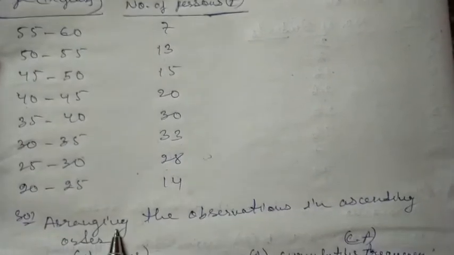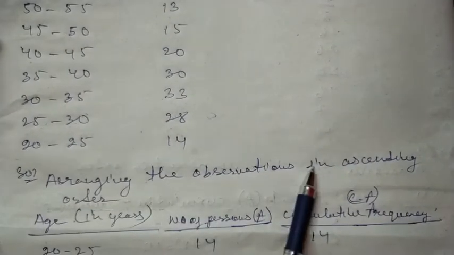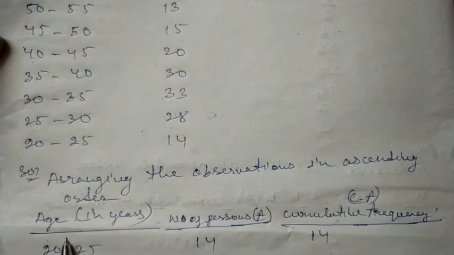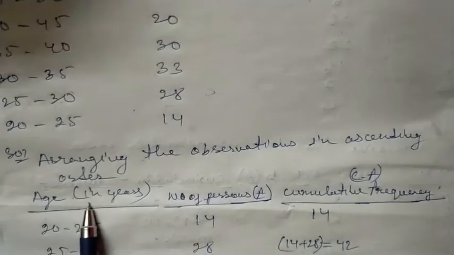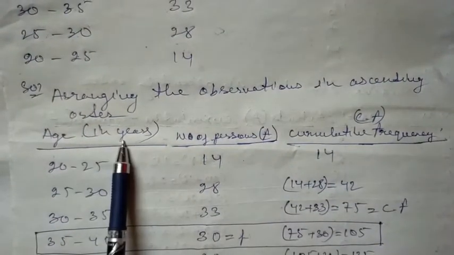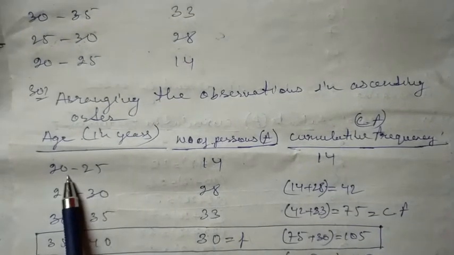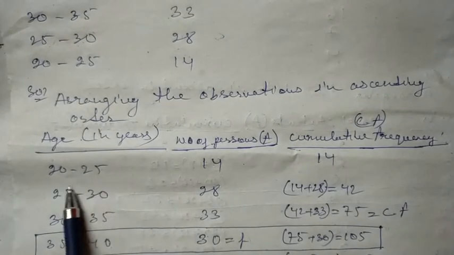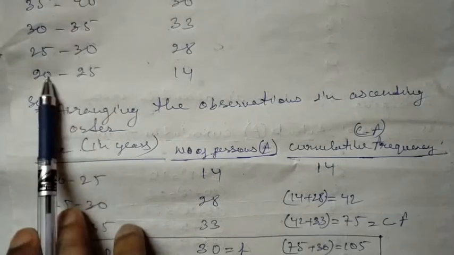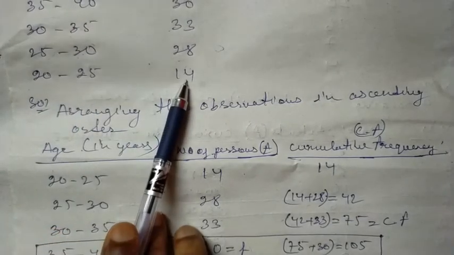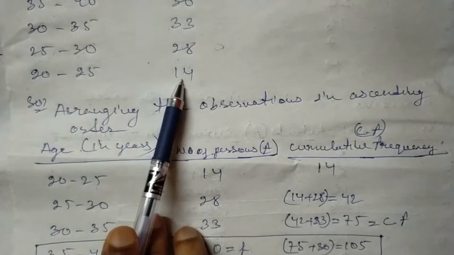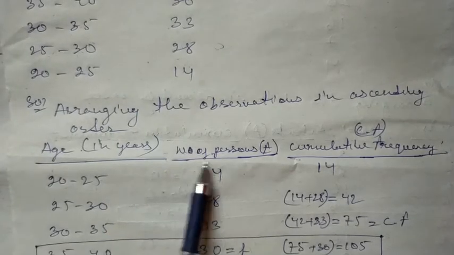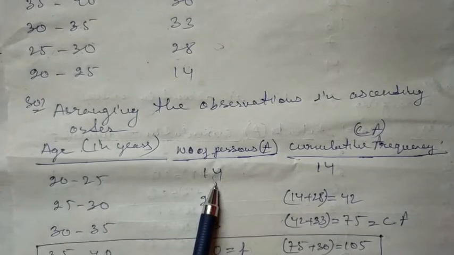What do we have to write here? Arranging the observation in ascending order. That is, we have to write age in years, then 20 to 25 age. What is the frequency, the number of persons? 14. So we have to write number of persons, f, that is 14.